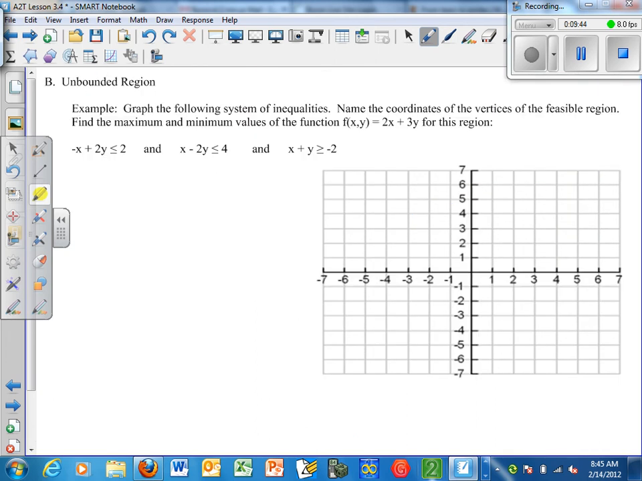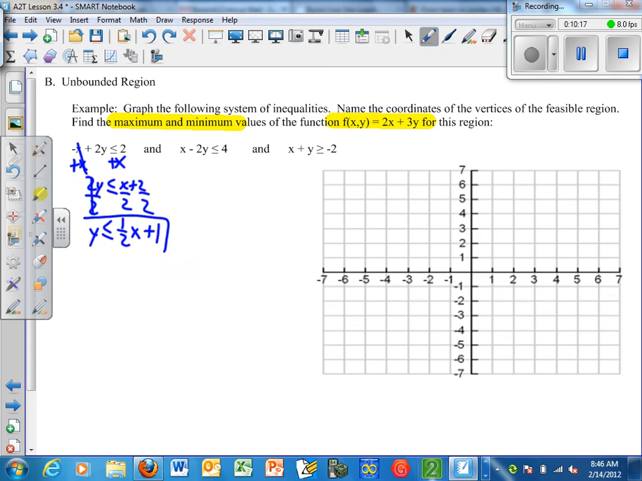Let's go to an unbounded region. Graph the following system of inequalities. Name the coordinates of the vertices for the feasible region. Find the max and the min values for this particular expression for that region. Now if you notice these aren't solved for y. So what we need to do is we need to solve them for y. So I'm going to add x. So 2y is less than or equal to x plus 2. We're going to divide by 2. Divide everything by 2. Y is less than or equal to 1/2 x plus 1.